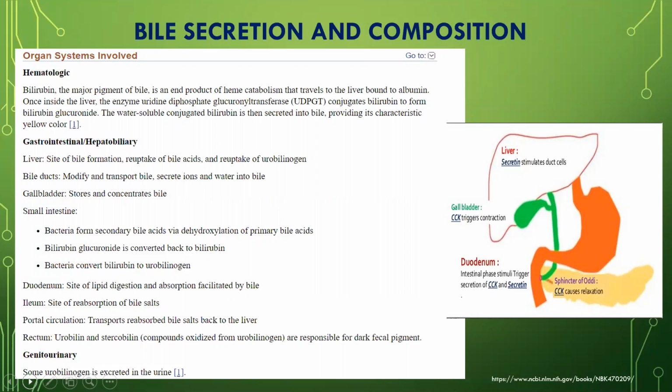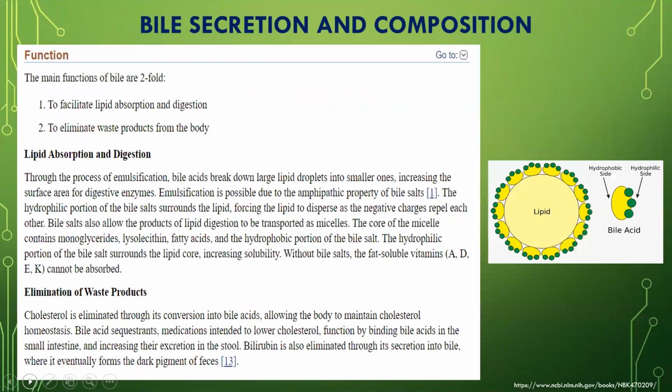Bilirubin glucuronide is converted back to bilirubin there, and bacteria convert bilirubin to urobilinogen. The duodenum, which is the site of lipid digestion and absorption, facilitates the bile formation. In the ileum, reabsorption of the bile salts happens. The portal circulation transports reabsorbed bile salts back to the liver. In the rectum, urobilinogen and stercobilin are responsible for the fecal pigment. Some urobilinogen is excreted in the urine.